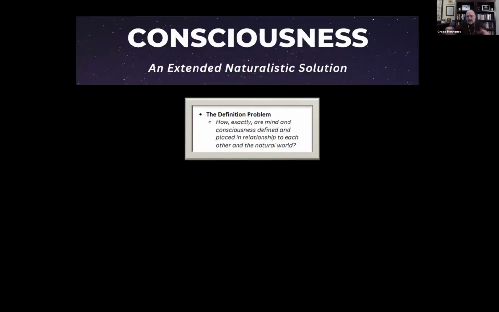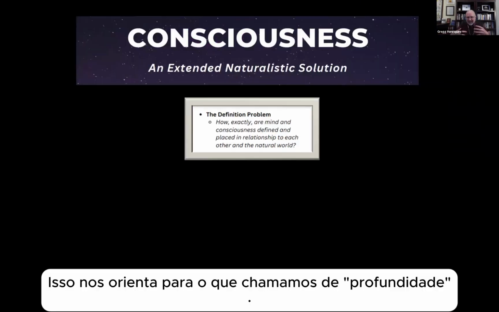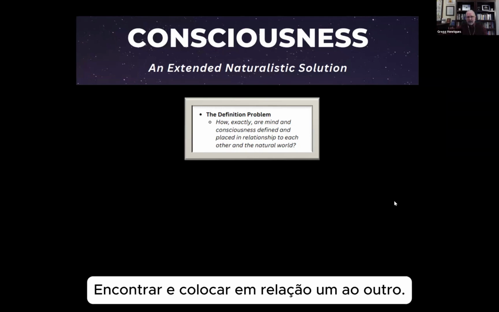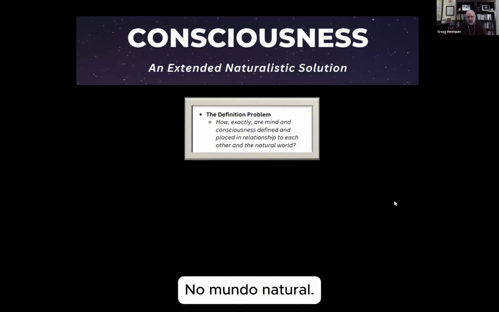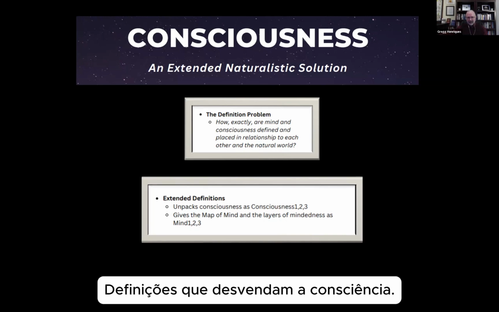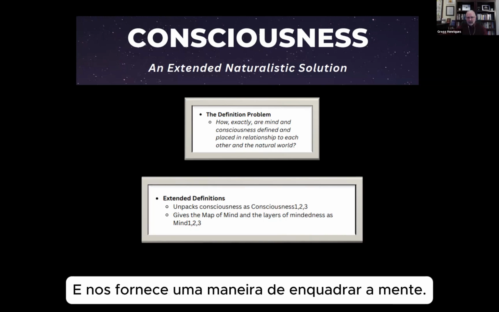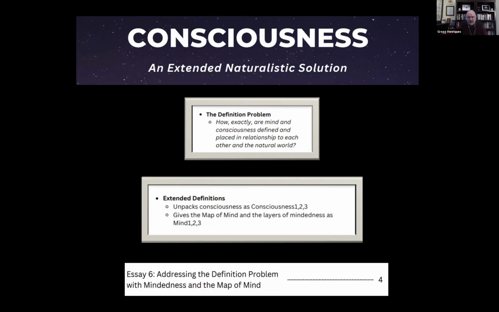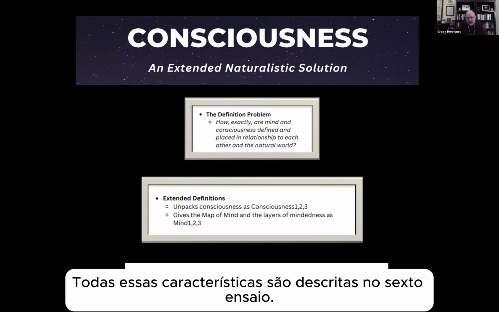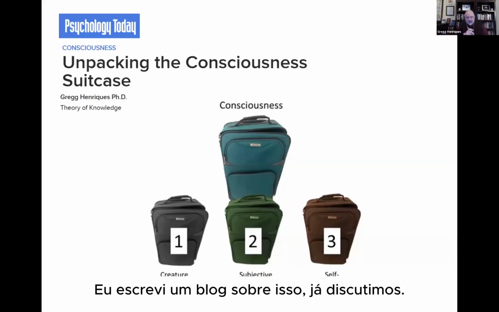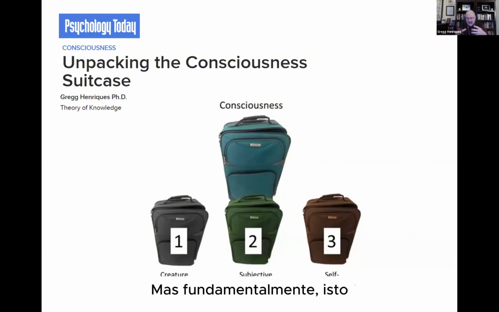So this gets us oriented towards what we call the definition problem, which is how exactly mind and consciousness are defined and placed in relationship to each other in the natural world. And one of the things that Ian does is give us extended definitions that unpack consciousness and give us a way to frame mind in relationship to consciousness and the natural world. These are all characterized in essay 6. I've done a blog on this, we've talked about this, so I'm going to be very quick.